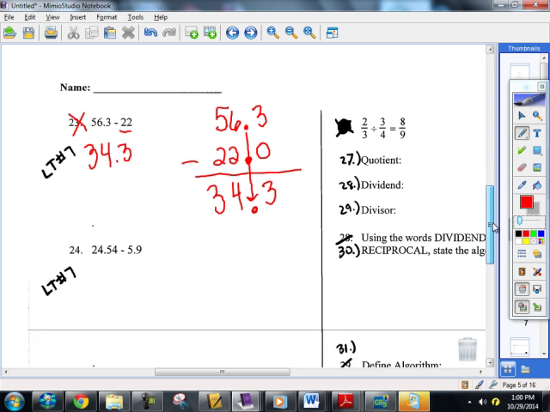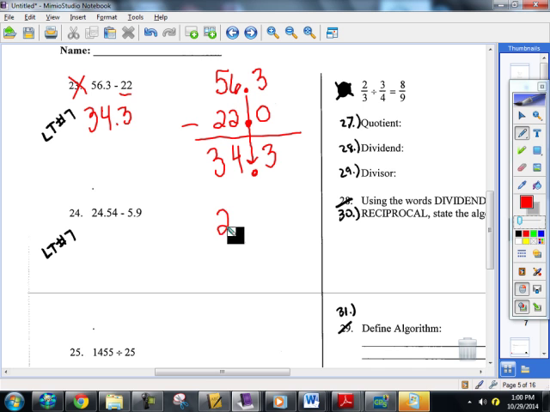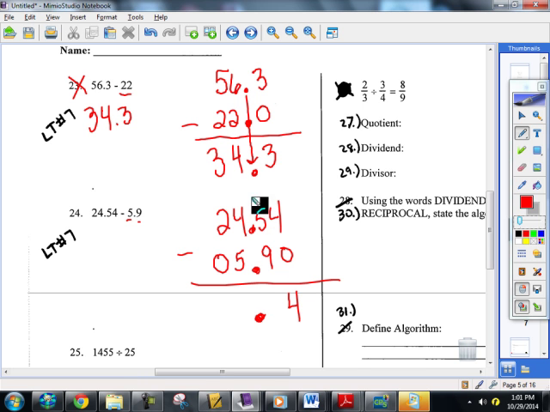Okay, here we go. Next one, we got 24 and 54 hundredths, and we're subtracting 5.9. So I always like to put the decimal there so it helps me remember. 5.9, and we can put our 0 in there. Okay, bring our decimal straight down. 4 minus 0 is 4. Now I like to think about money when I'm doing this. I can't take 9 dimes from 5 dimes, right? So I've got to go over and I got to borrow a dollar bill.